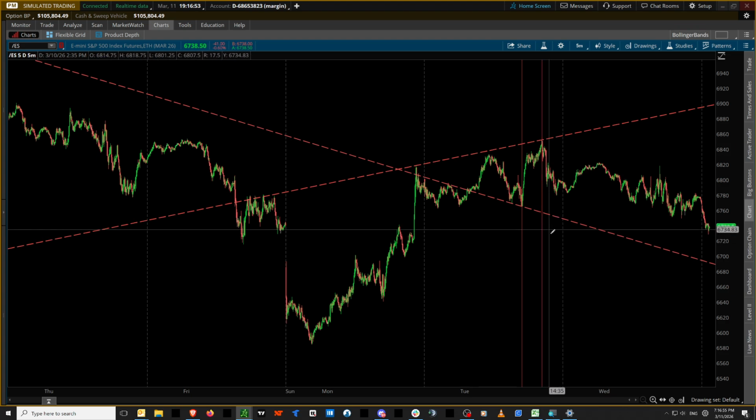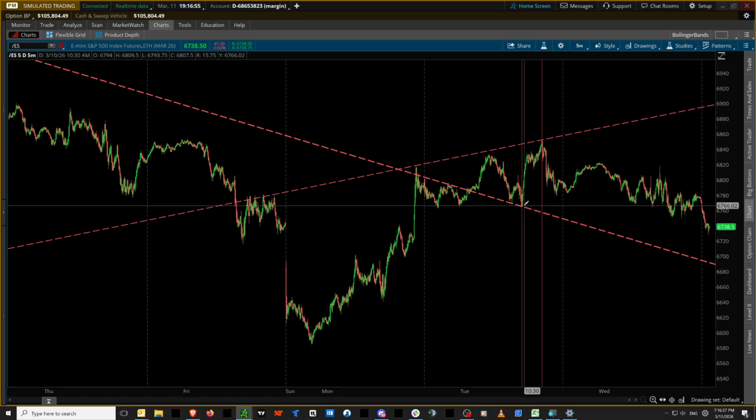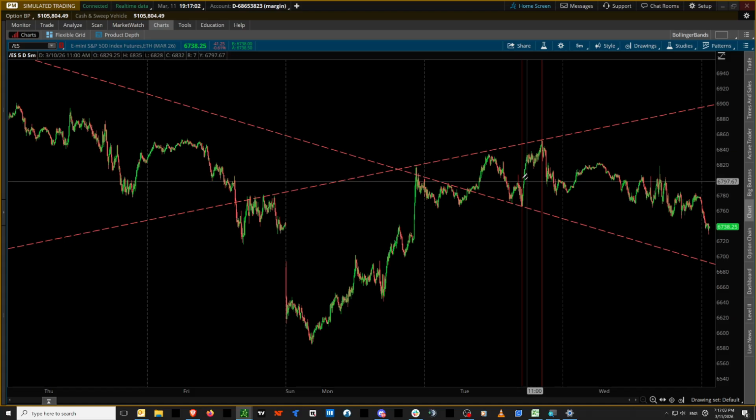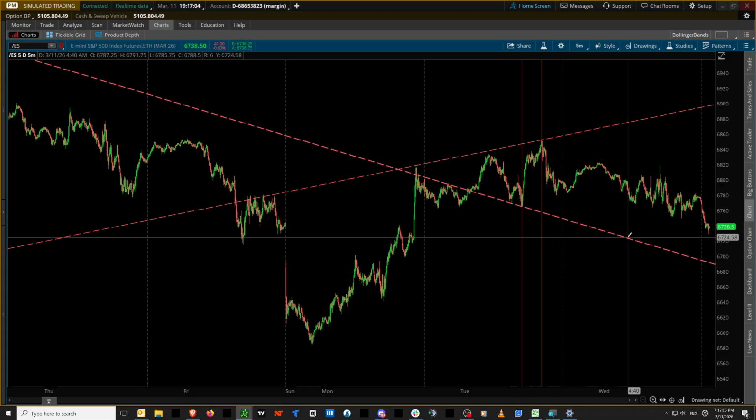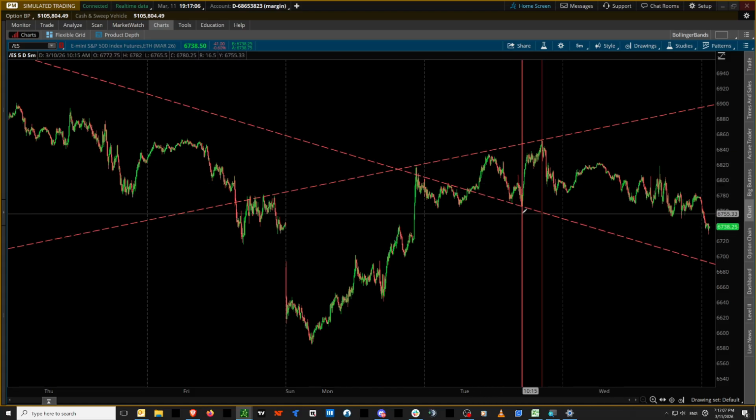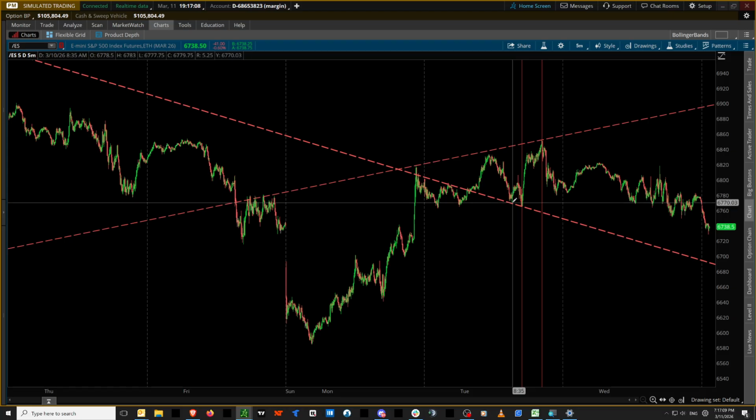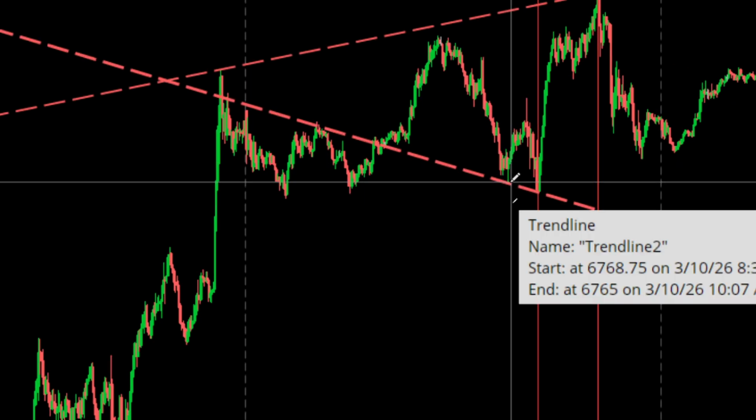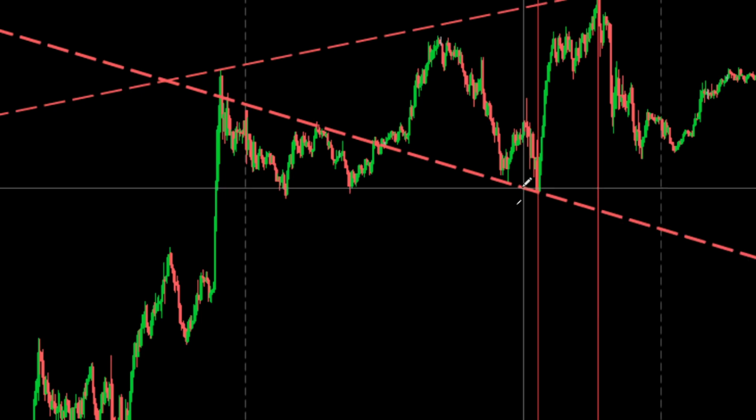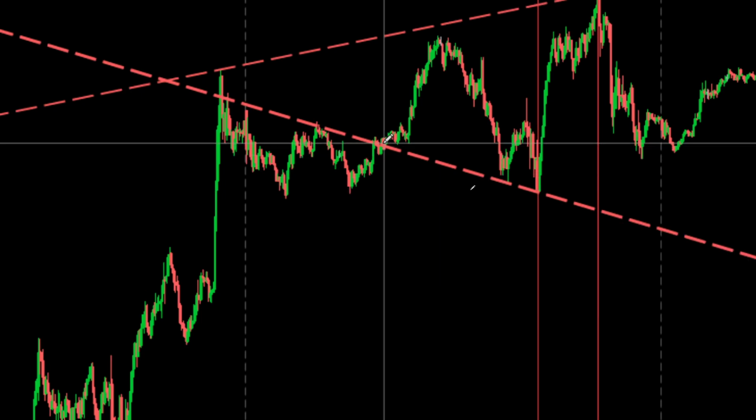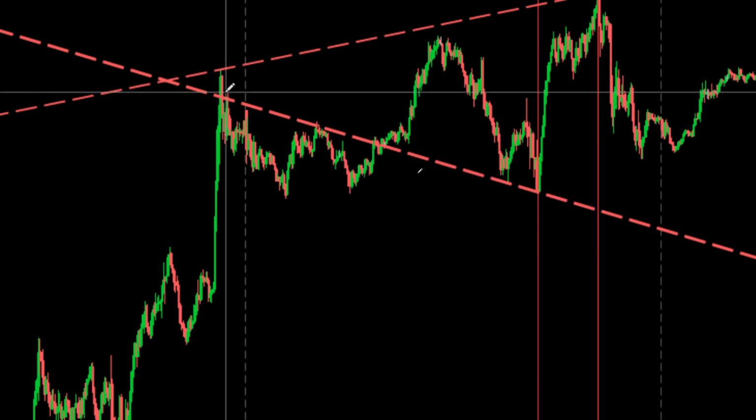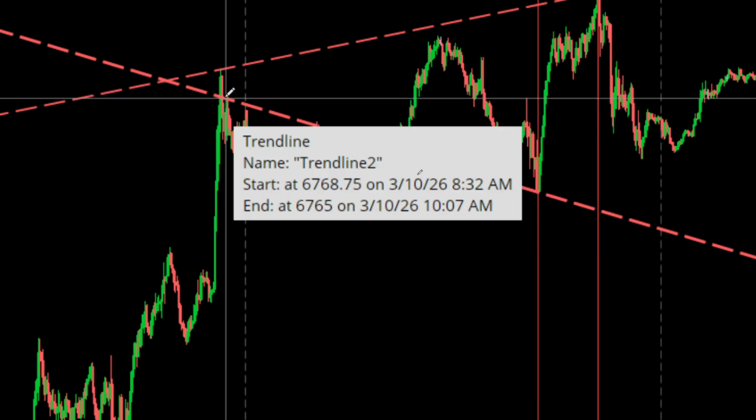Okay? That's very important. That is the full measured move extreme. Now, let's see if I can validate this line here. I drew this line from here to here. We go back left, here. It tagged it here, it tagged it here, it tagged it here.